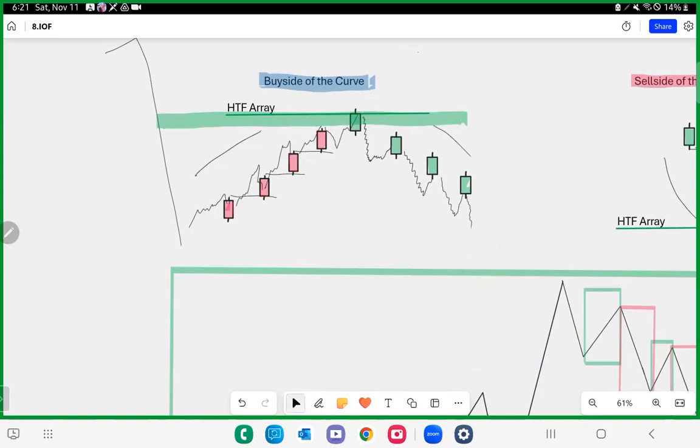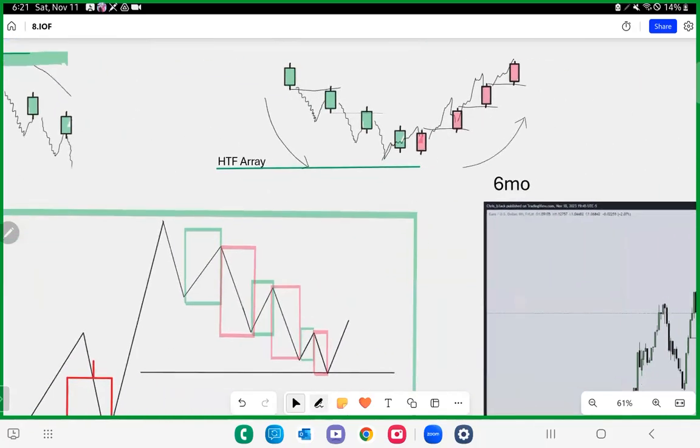Price does not trade back lower without you being able to see bearish institutional order flow. Price does not trade higher without you being able to see bullish institutional order flow. All right, that is a profound understanding.